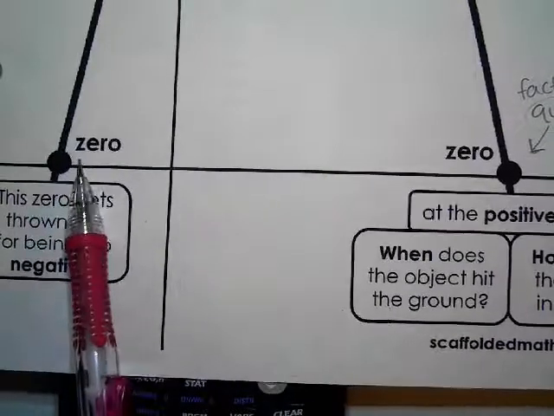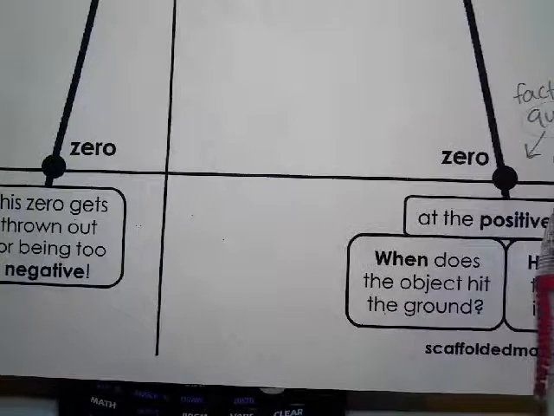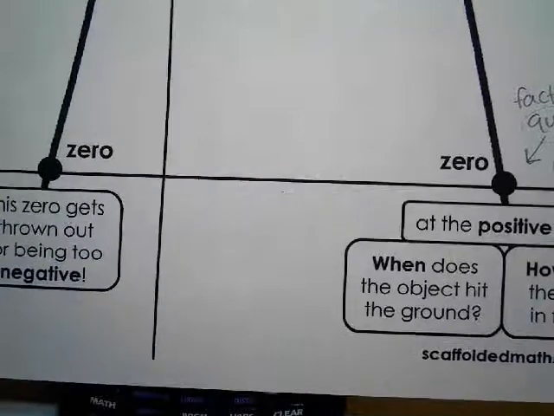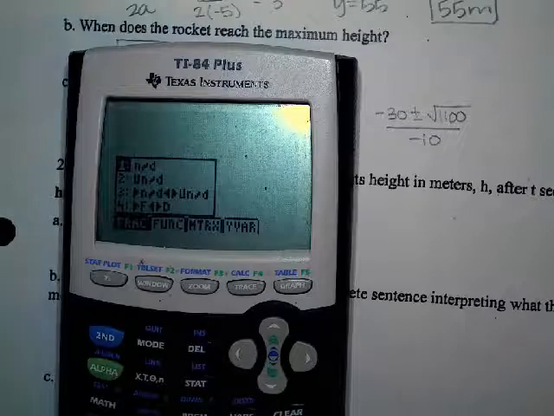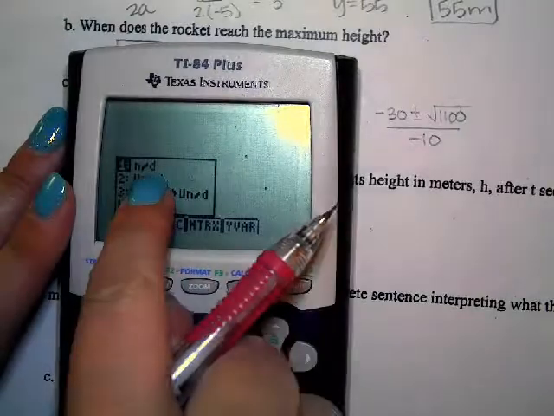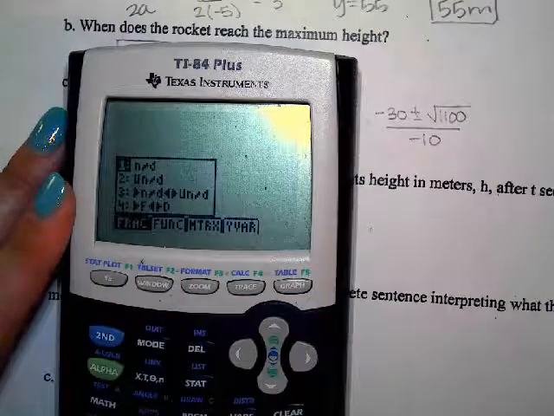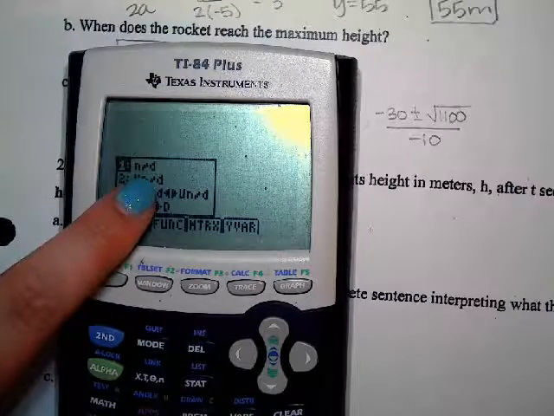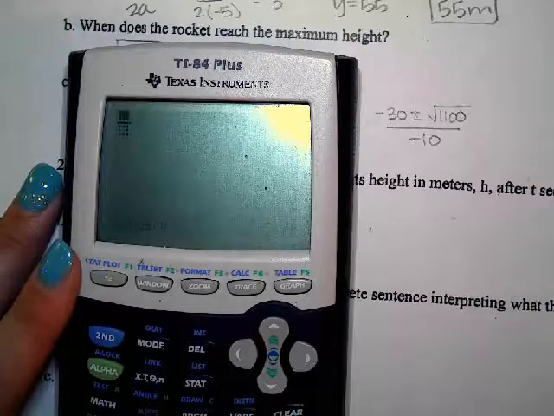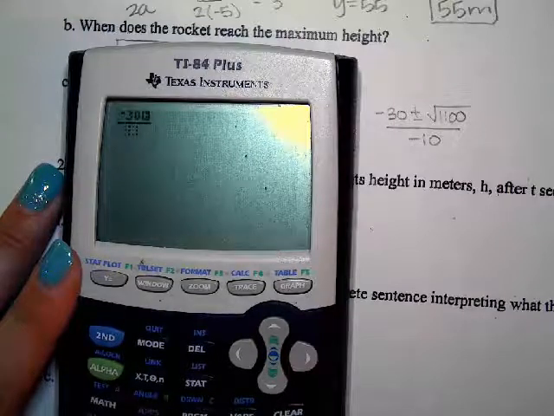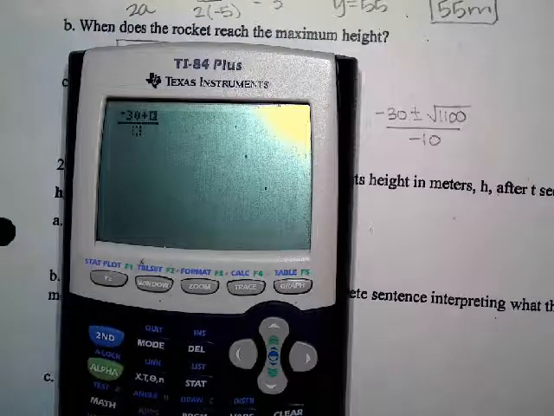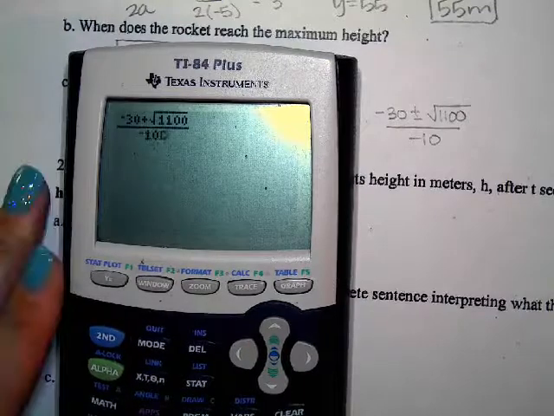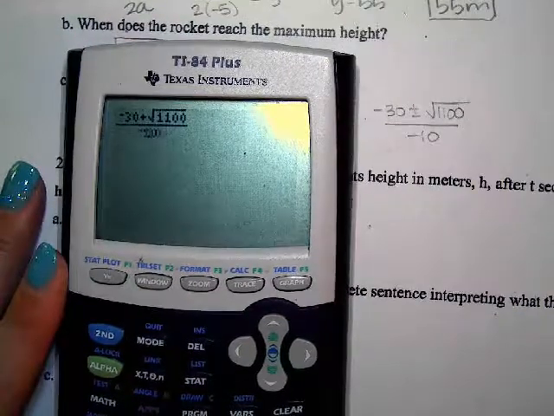So I'm going to do alpha y equals, I'm going to use option number 1. Okay, that allows you to plug this in as a numerator over a denominator. That's what that means. So option number 1, and then I'm going to type in negative 30 plus square root 1100 over negative 10. Okay, there's our negative answer. I'm going to write it down. Is this the right answer? This is not the right answer. I'm doing my 3 decimal places.